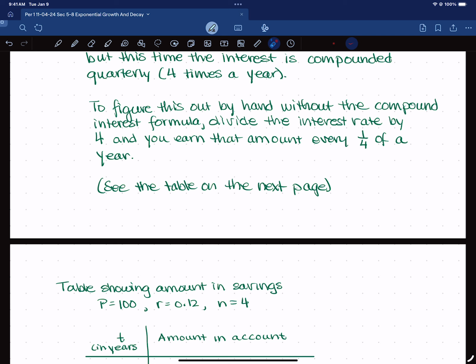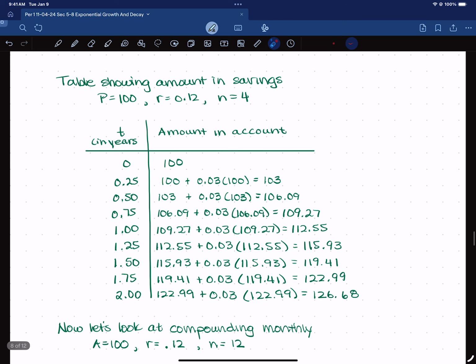Basically, because it's compounded quarterly, you take your interest rate and divide by 4. So in this case, 12% divided by 4 is 3%. So we're going to earn 3% every fourth of a year. So in the end, we're earning 12%. But because of the compounding, you're going to see that we're going to get a little bit more than 12%.